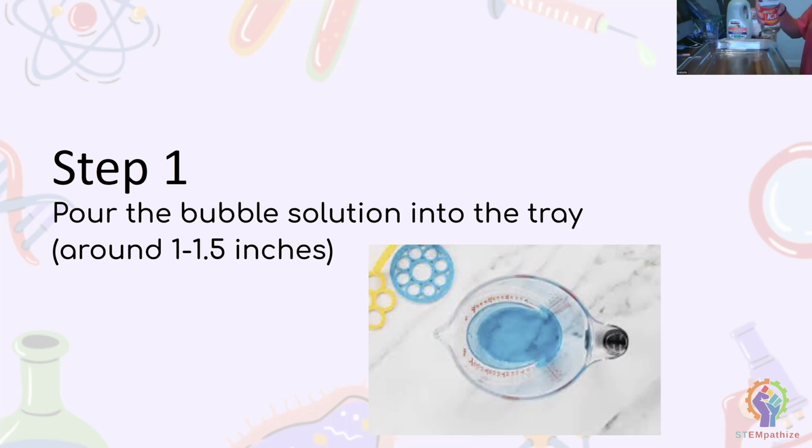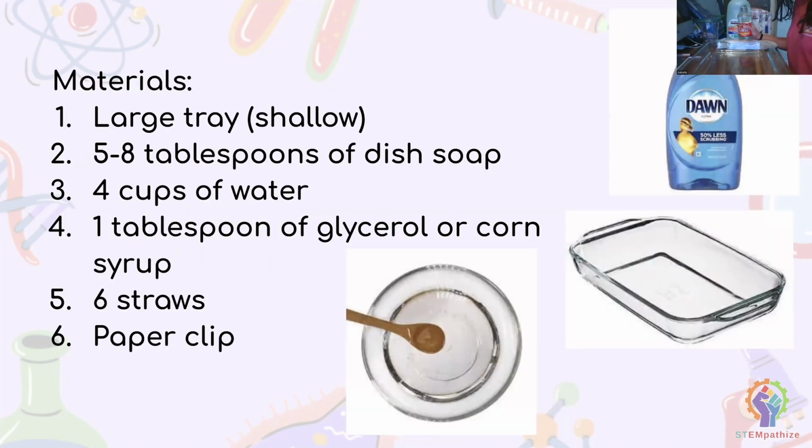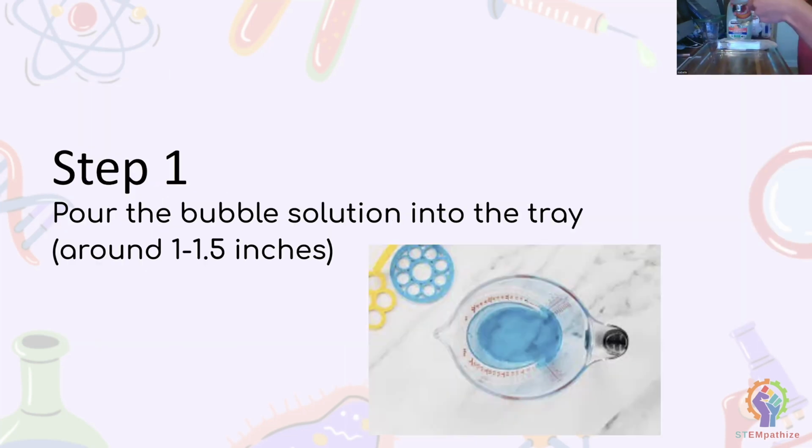Let me open this up. If you need to pause and remember what else you need, I'll leave that up, pause the video, and then we'll go back. So this is 1 tablespoon of corn syrup or glycerol. Here's 1 tablespoon. I'll be pouring just right in there, making sure to get all of it out.